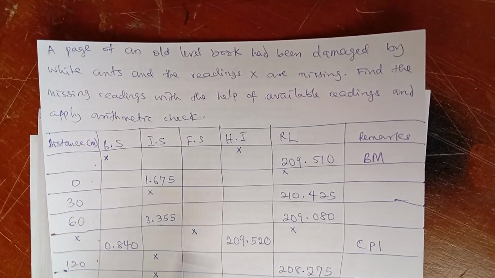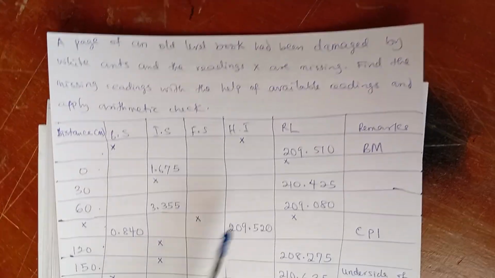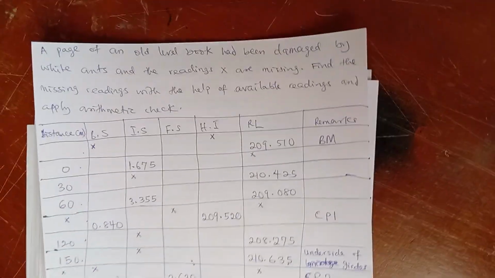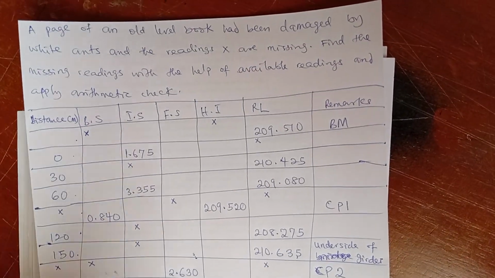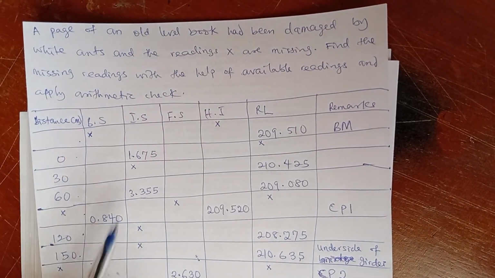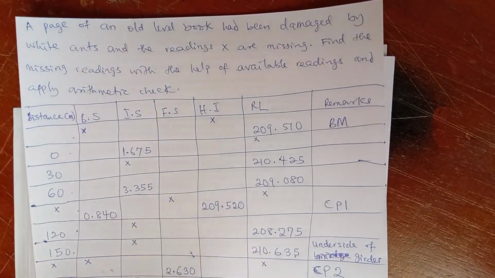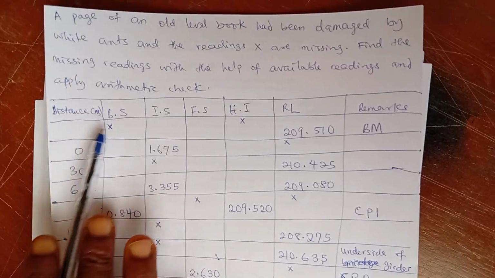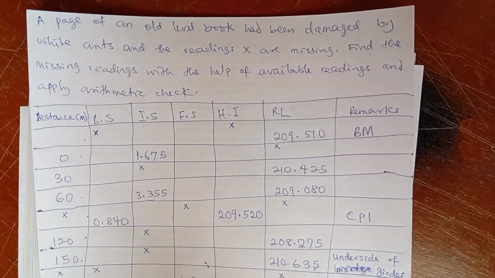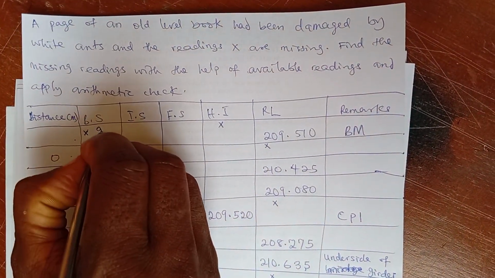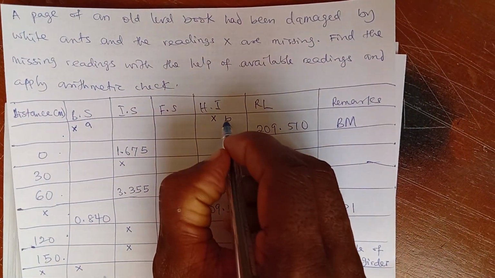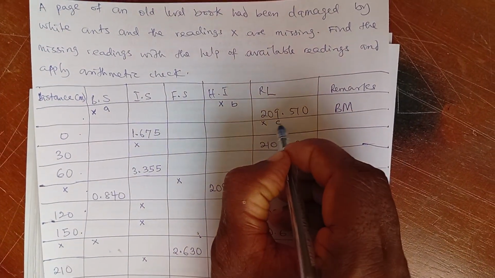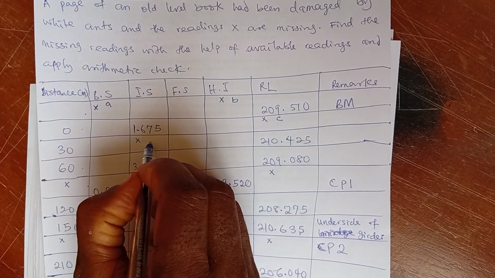Now, if you look at this, you will see that the method they use in this one is height of instrument method, not rise and fall, because this is height of instrument here. We don't know this, we don't know this, and a lot of them like that. So I will be numbering these unknowns with alphabets. Let this one be A, let this one be B, let this one be C, this one is D.